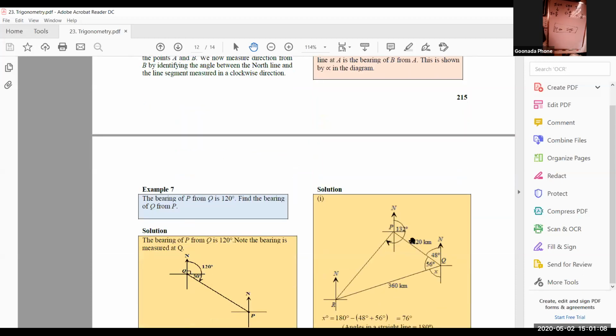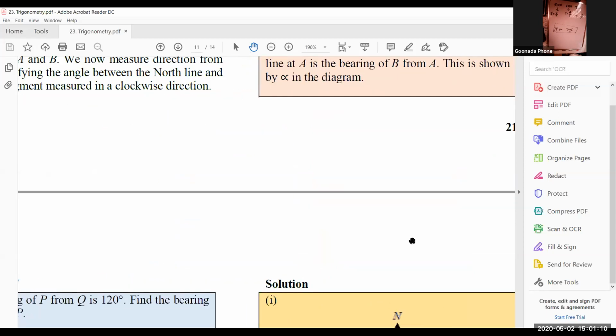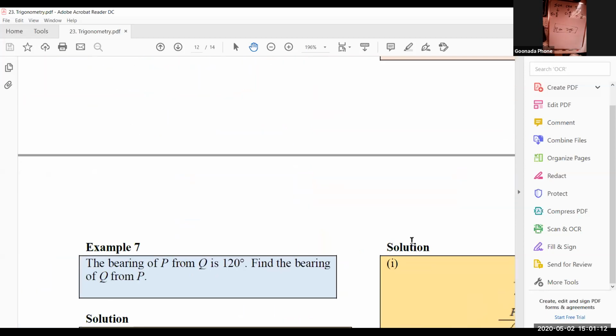That being said, I want to give you all a question here to try. I'm giving you all 10 minutes to try this question, so please try it. Meanwhile, let me see if I can organize some past papers here for you all on bearings.